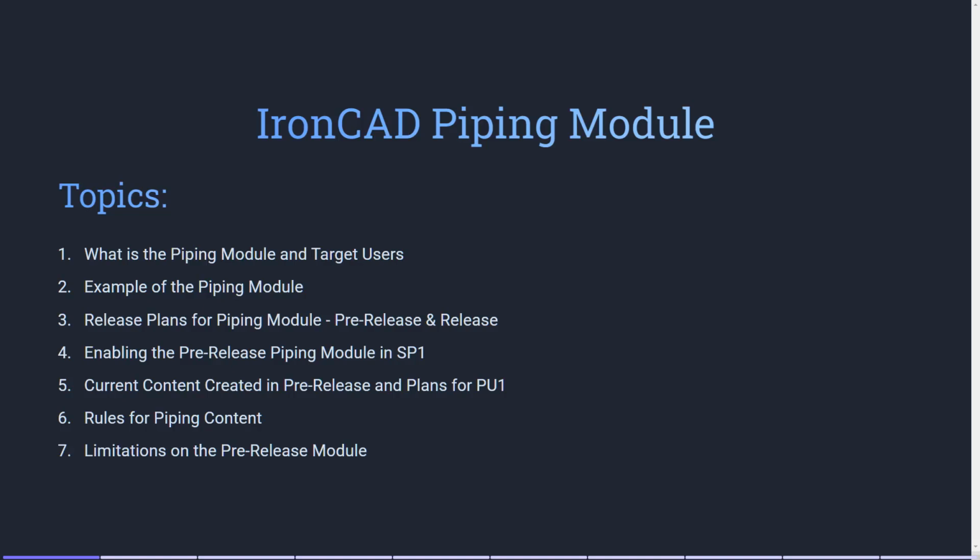Then we'll discuss for the pre-release how to enable the piping module and talk about the current content that's been created for the pre-release that you can use to trial the functionality, and then some of the rules that are used in the piping content. And then we'll talk about the limitations on the pre-release module so that you have an idea of all the limitations before we get to the final release. So let's go ahead and hop into this webinar, and we'll first talk about what the piping module is.